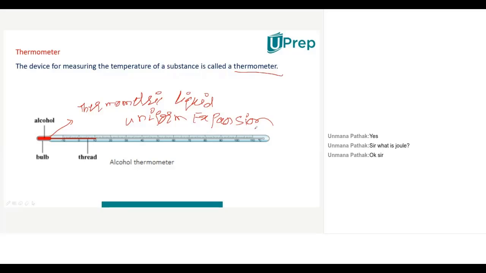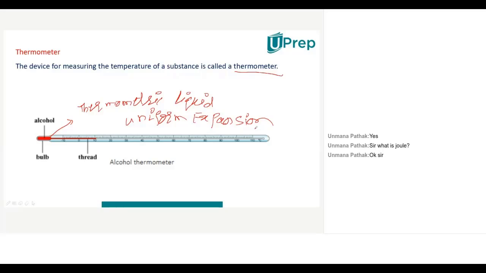Again, tell me, what do you mean by uniform expansion? Can you guess what uniform expansion is? Sir, can I try? Okay, try. Sir, I think when we use the thermometer to check the temperature, the thread moving and showing us the temperature is called uniform expansion. Okay. Any others?